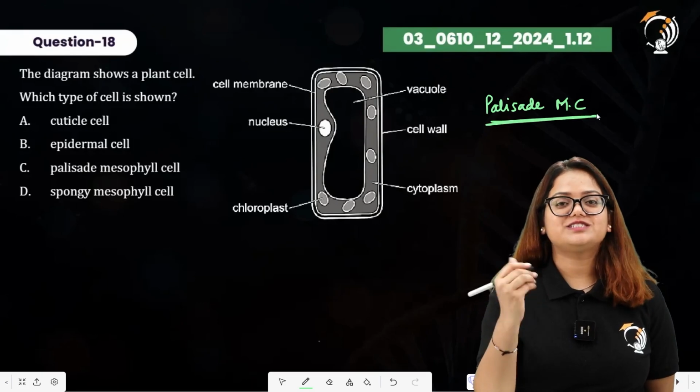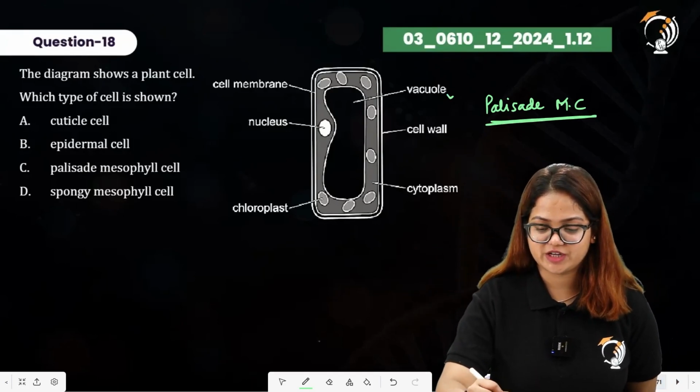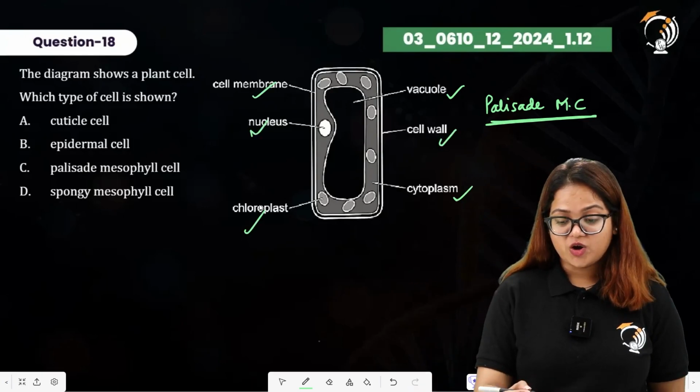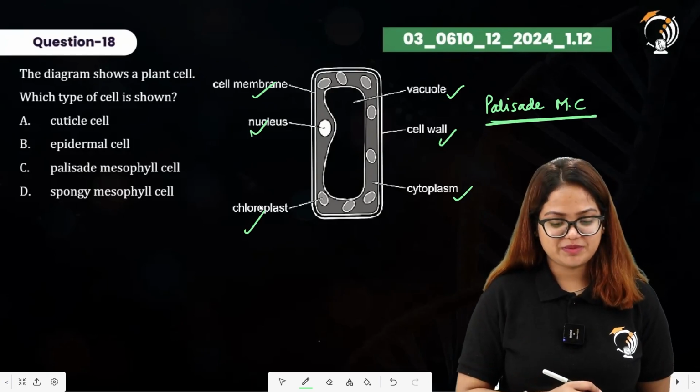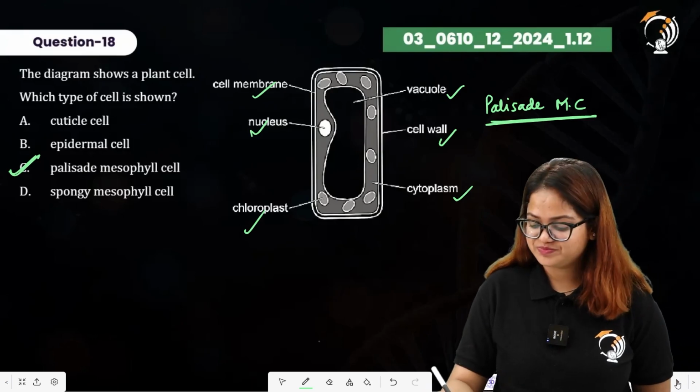Now going for the other cell structures to confirm that it is a palisade mesophyll cell, we have the vacuole, cell wall, cytoplasm, chloroplast, nucleus, cell membrane. So all of these structures confirm that this is a plant palisade mesophyll cell. So we will write C as the right answer.